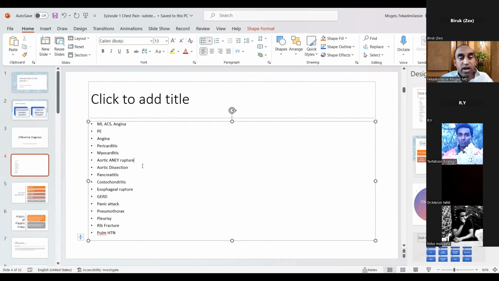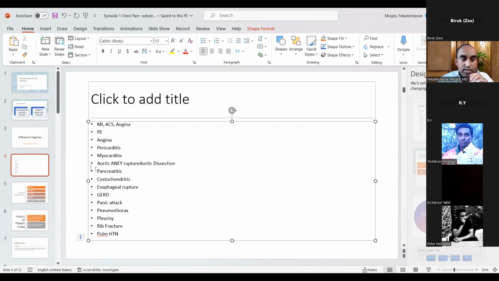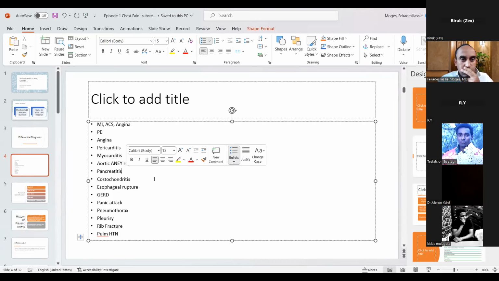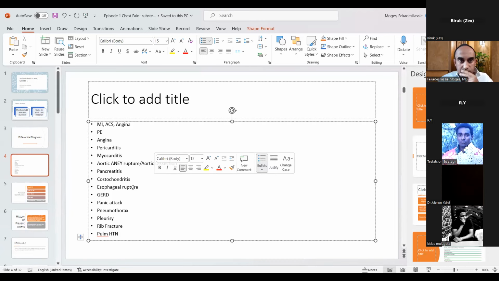So aortic aneurysmal rupture, aortic dissection. Why do you want to add this as a differential diagnosis at this point? Shall we keep them or shall we erase them from the list? Hello. Yes, go ahead, please. So aortic dissection and aortic aneurysmal rupture, both. I think the acuteness of this presentation makes us think of it. That's more of what got my attention, the acuteness of the symptom.